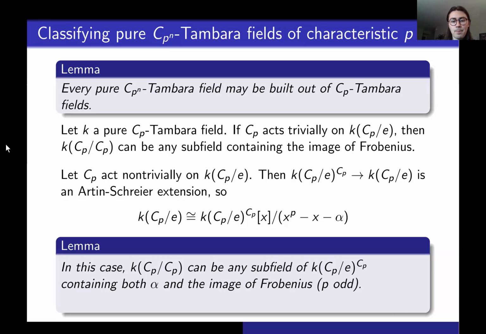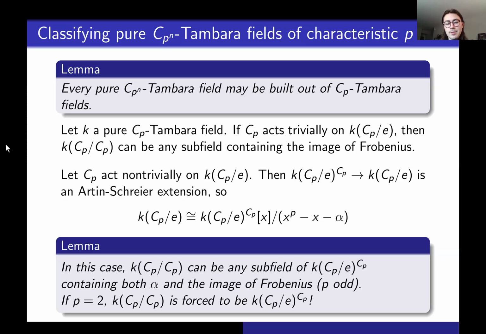In particular, give me any a in the CP fixed points. What is the transfer of ax? Well, it's going to be minus a, because it's the sum over the CP conjugates, and so you can pull a out of that sum, and you get a times the transfer of x, which is minus 1. So the transfer of ax is minus a, where a is an arbitrary element of the CP fixed points. So all of a sudden, when p is 2, the transfer recovers the entire image of the CP fixed points. So in fact, there is no choice when p is 2. The CP mod CP level has to be the entire CP fixed points of the CP mod E level. So when C2 acts non-trivially on the bottom level, you actually have to be a fixed point Tambara functor for p equals 2.